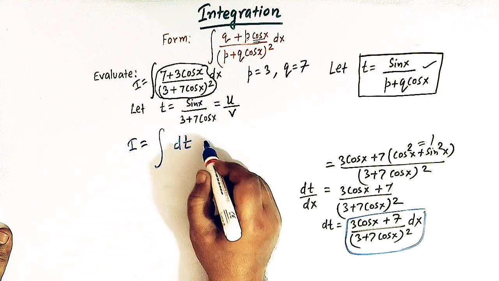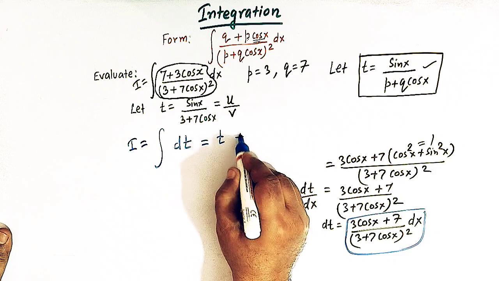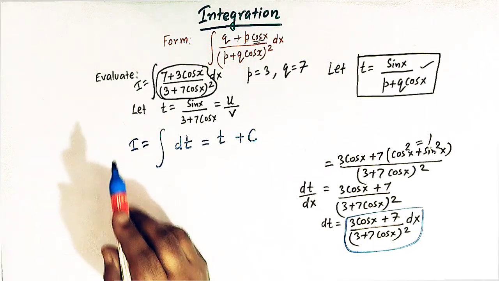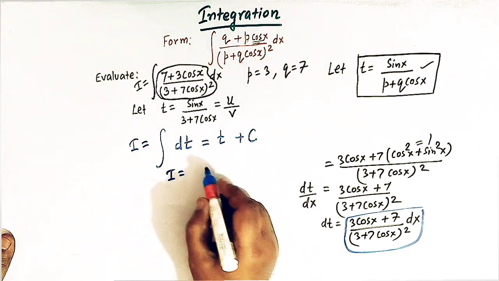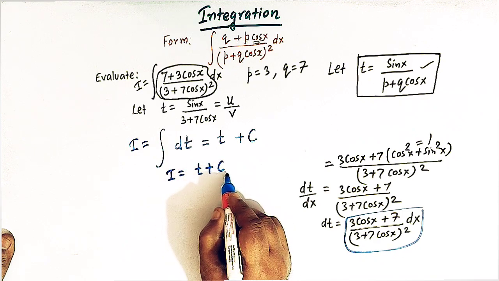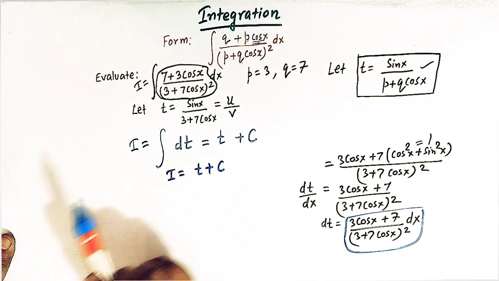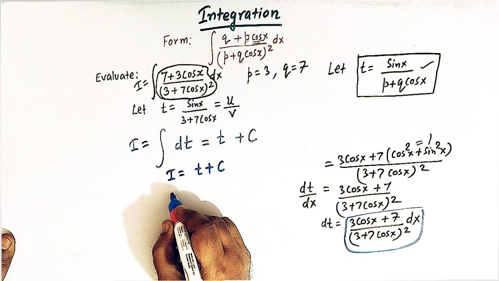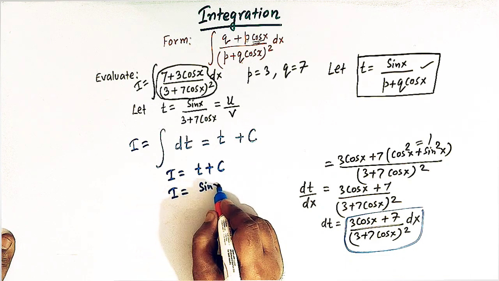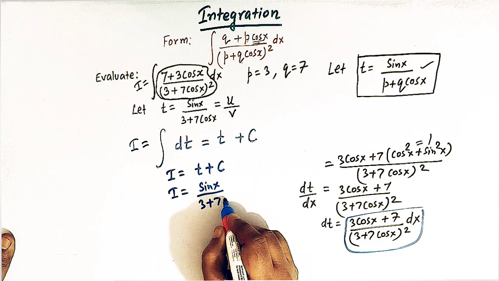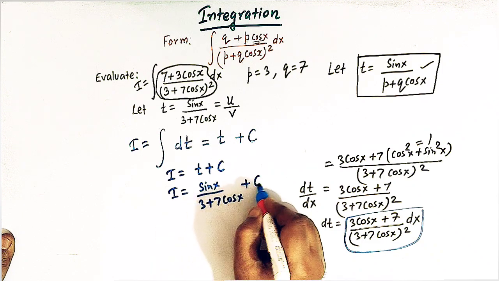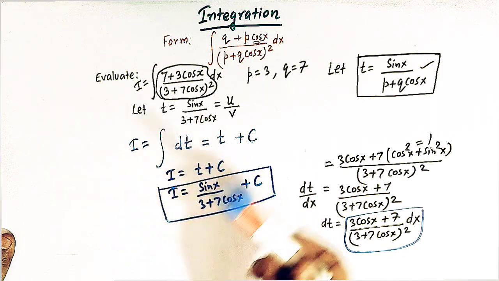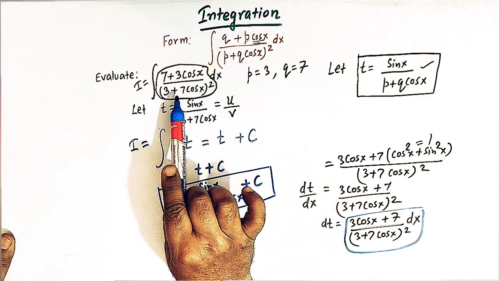So we have simply here dt. And the integral of dt is simply t, and of course here we have the constant of integration as c. So now our integral I is equal to t plus c, where c is the constant of integration and t is the substitution, right? So we have introduced this substitution. So now I is equal to sine x divided by 3 plus 7 cos x plus c, right? So this is the required integral, or the indefinite integral of this function.